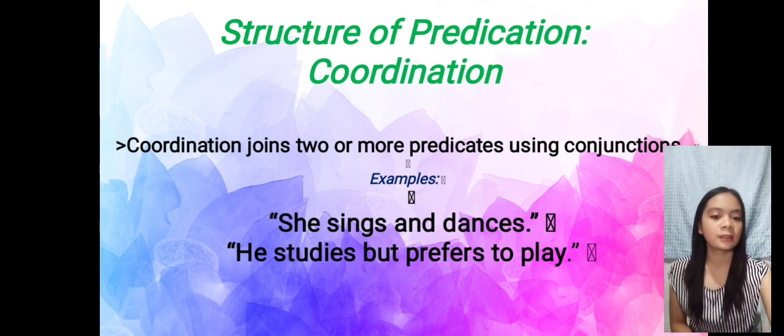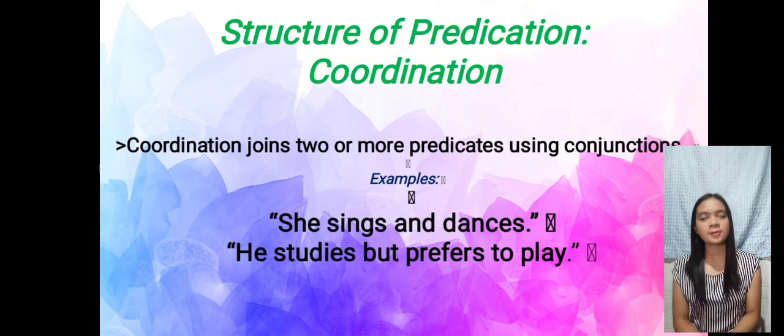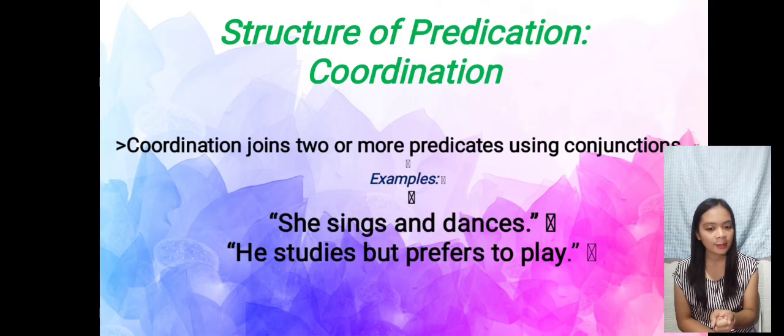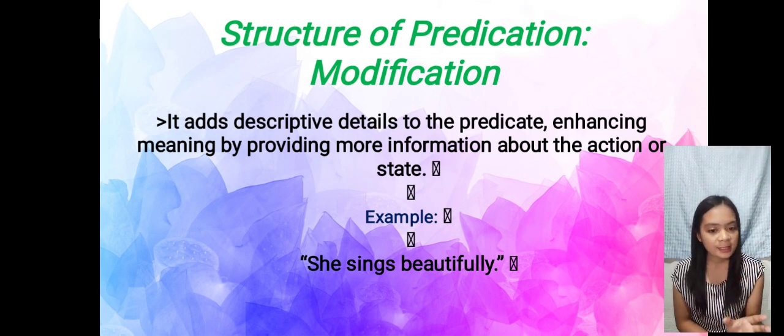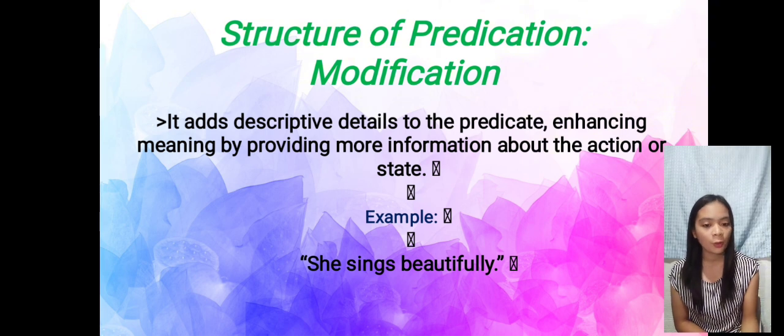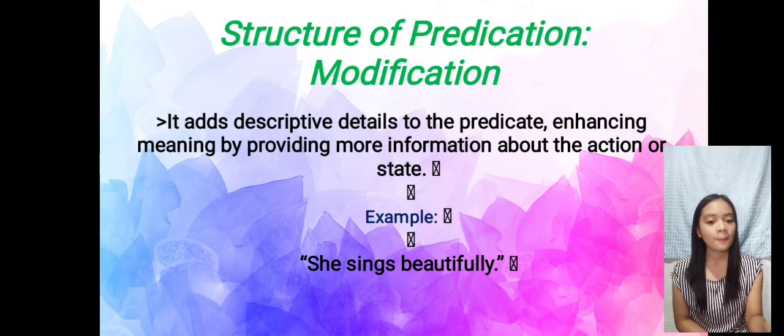But sometimes, we don't just connect actions. We also want to describe them better. That's why meron tayong structure of predication, modification. It adds descriptive details to the predicate, enhancing meaning by providing more information about the action or state. Like for example, she sings beautifully. Beautifully modifies the word sings.